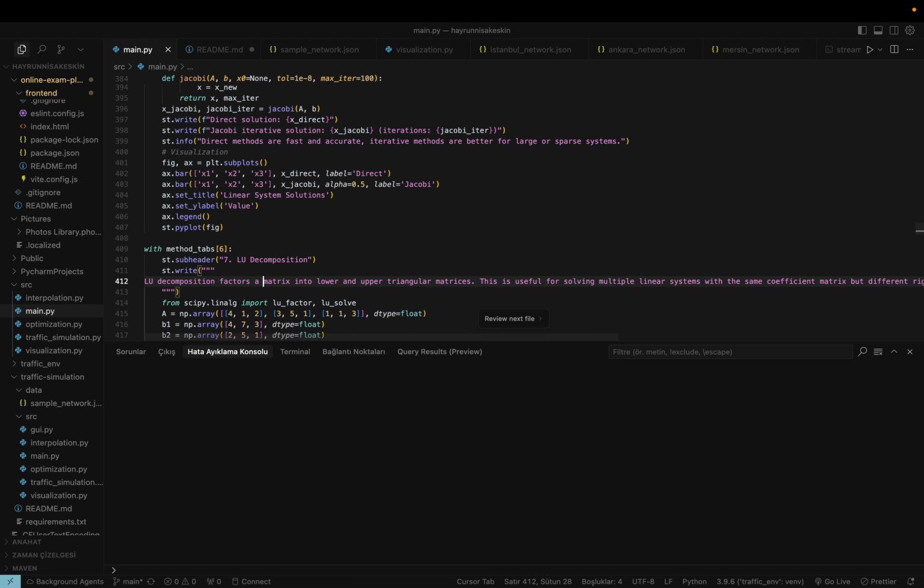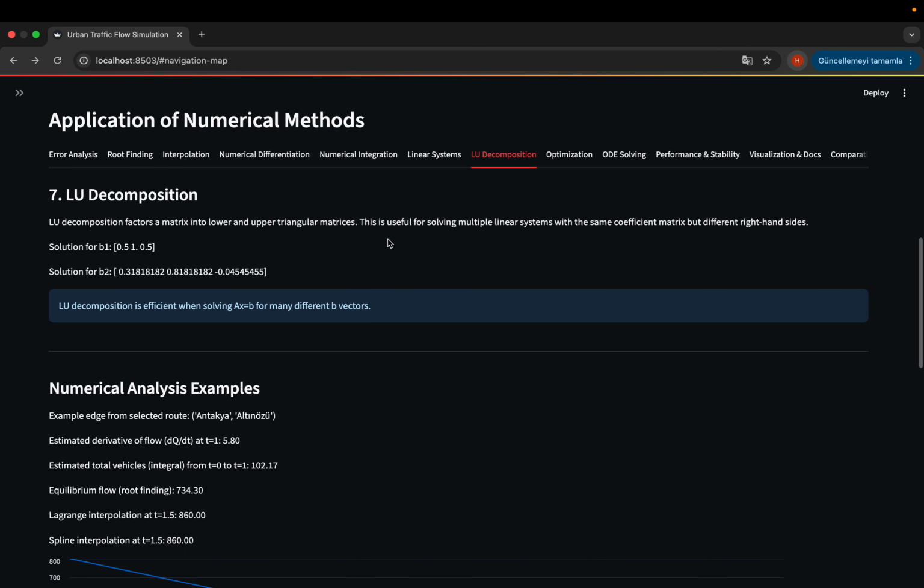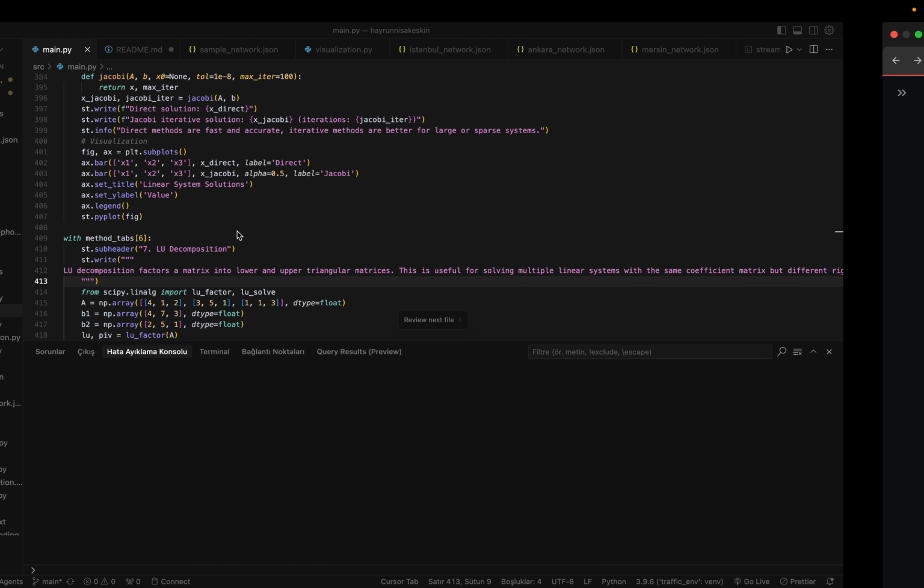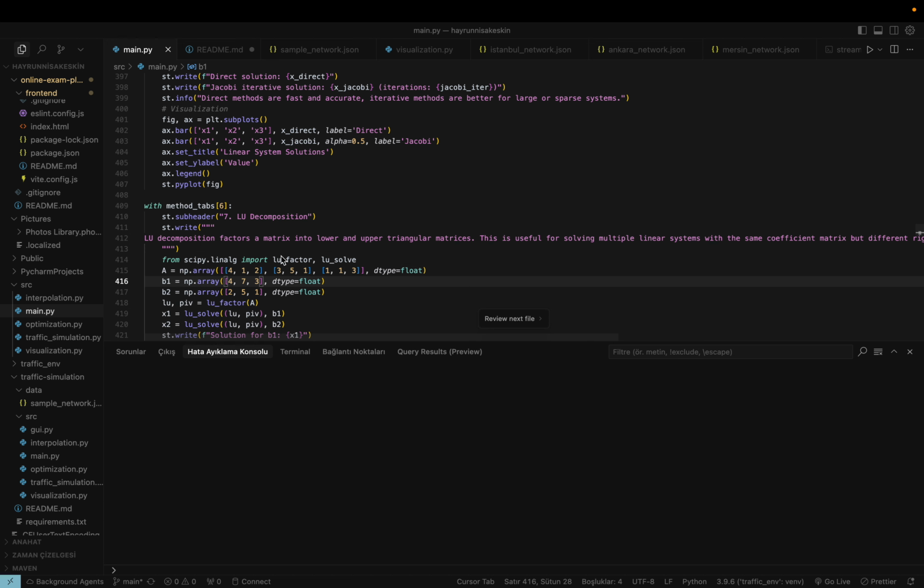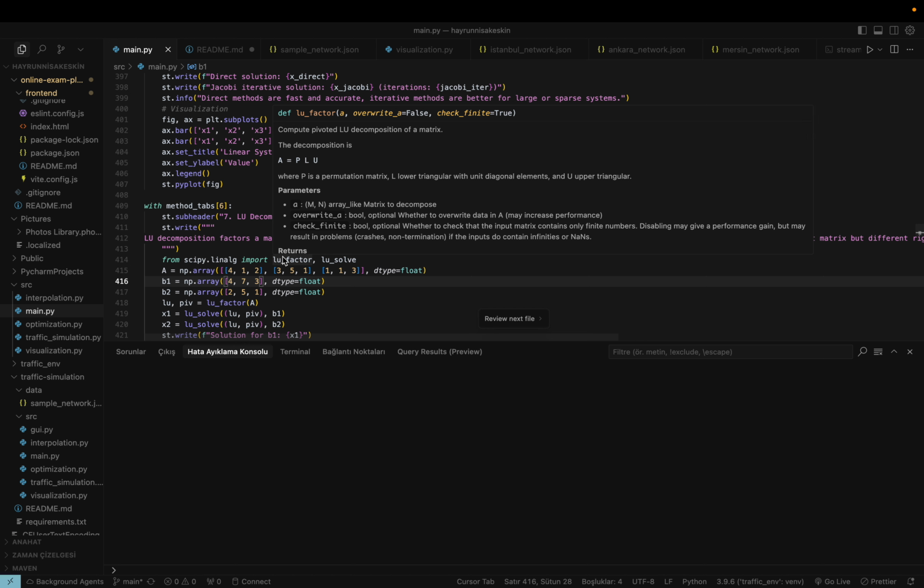And then finally we have LU decomposition, using different numbers. From scipy.linalg import lu_factor, lu_solve. This explanation computes the pivoted LU decomposition of a matrix. The decomposition is A equals P L U, where P is a permutation matrix, L is lower triangular with unit diagonal elements, and U is upper triangular.